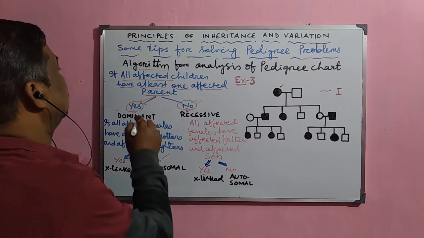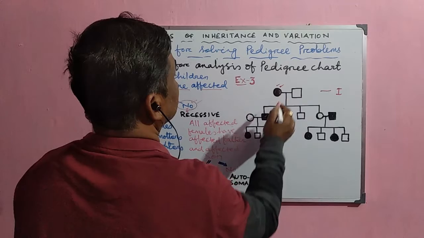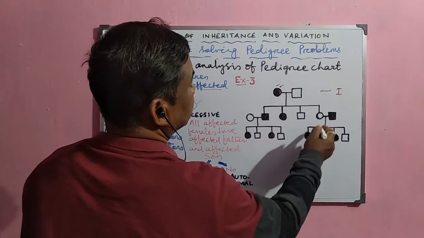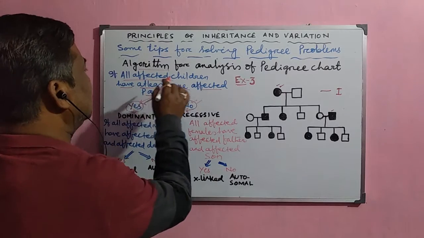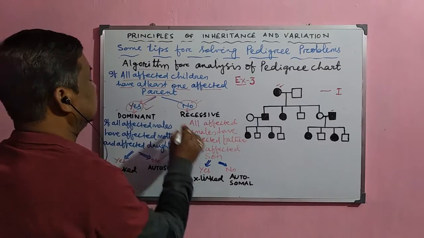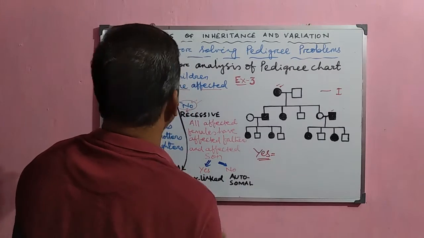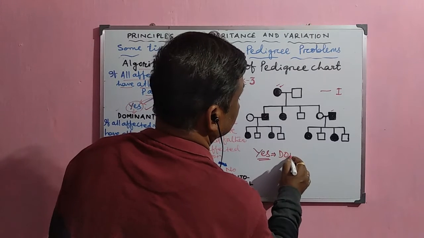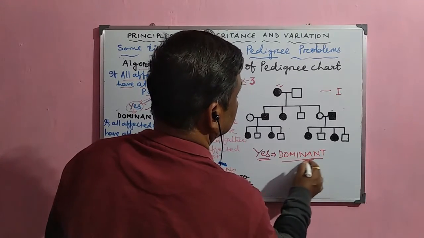Now look here. Suppose this is an affected child, and this affected child has at least one affected parent. Here also this is an affected child, and it has an affected parent. It also has an affected parent. So all affected children have at least one affected parent, and now it is yes. In this case it is yes. So if it is yes, that means this is a disorder which is normally related to the dominant gene. So that is why it is the dominant case or dominant gene.